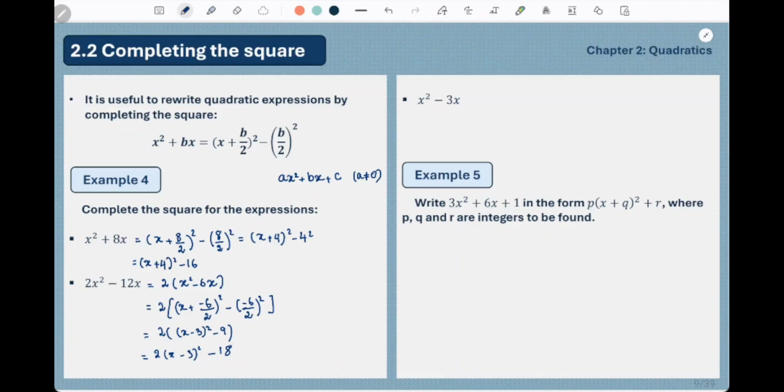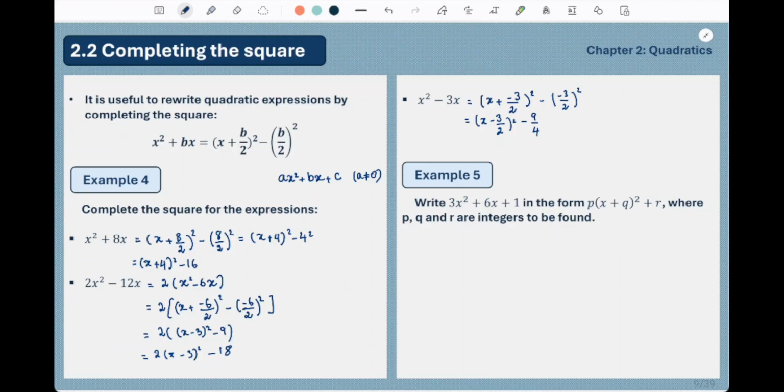Doing one more in this example, x squared minus 3x. We're going to simply apply x plus or minus 3 over 2 squared, minus 3 over 2 squared. So this is x minus 3 over 2 squared and minus 3 over 2 to the power of 2. It's minus 9 over 4. And I think we shall be done with this example.